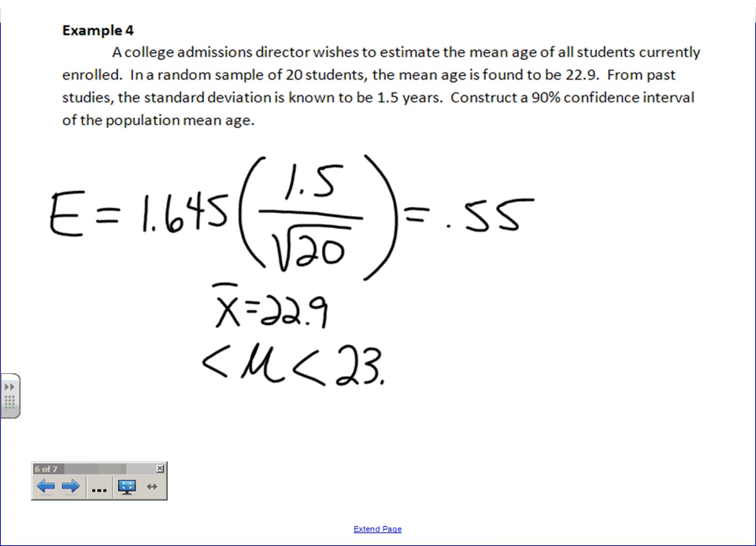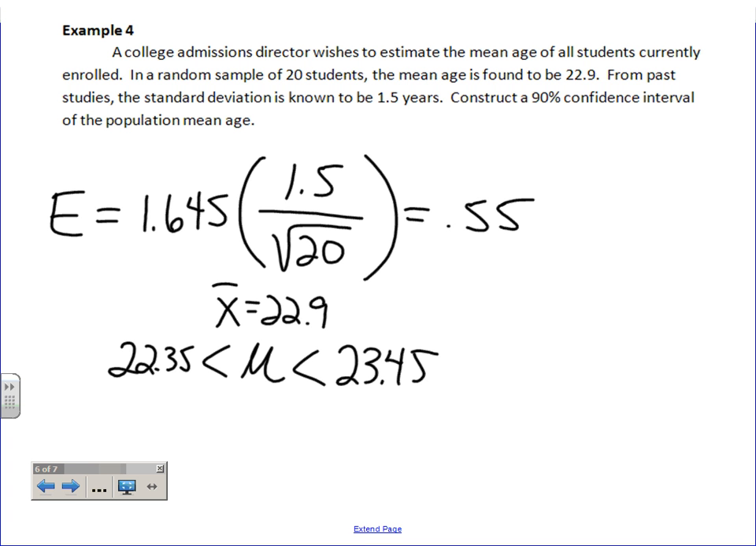23.45? Yep. And down here, 22.35. So they're saying mu is somewhere between 22.35 and 23.45. Are they saying that it's 22.9? No, that's not what this is saying.